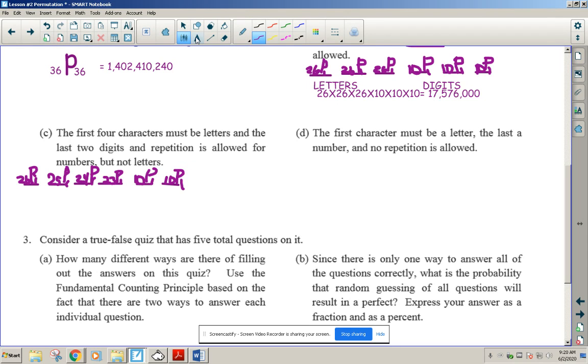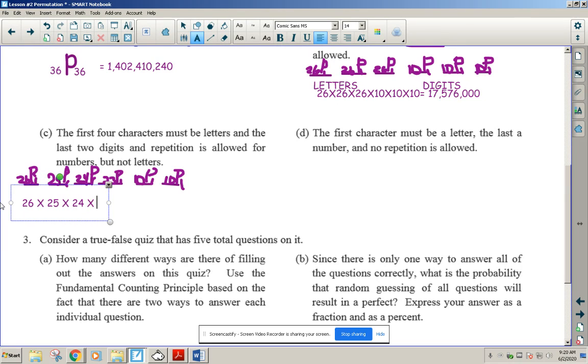What this gives us would be 26 times 25 times 24 times 23 times 10 times 10. And we end up getting with this 35,880,000 different ways we can now do a license plate with this condition placed upon us.